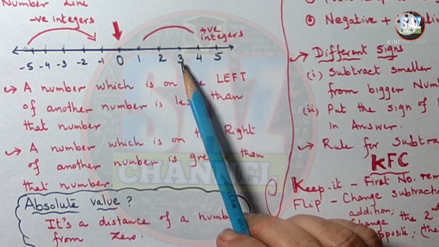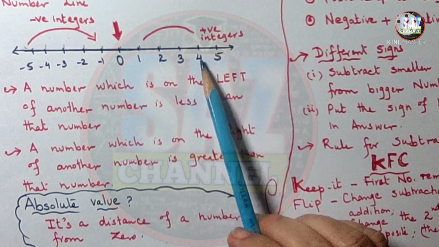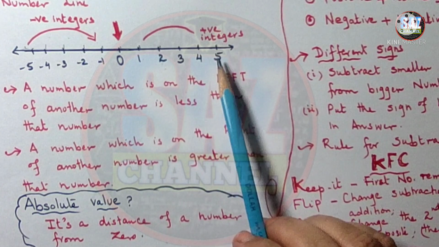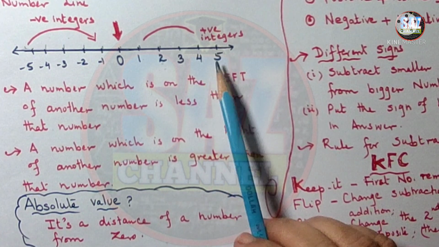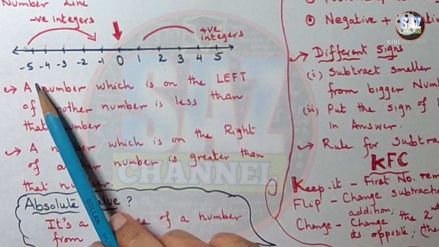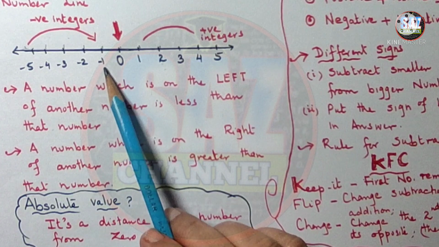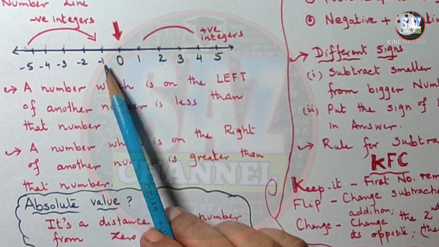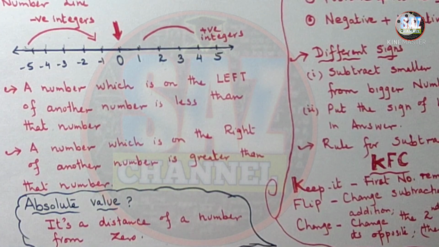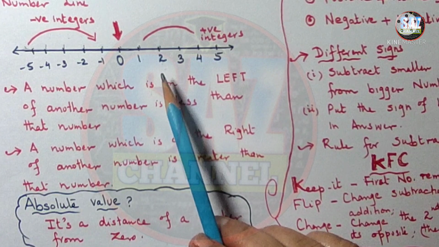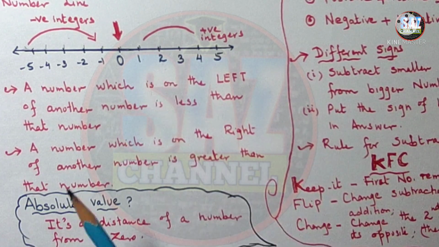Like if we look at 3 and 4, 4 is towards the right hand side of 3, so that's why 4 is bigger than 3, and 5 is towards the right of 4, that's why 5 is bigger than 4. If we look at 0 and the negative numbers, we can see that 0 is towards the right of minus 1, so 0 is greater than minus 1. So I hope, students, you are really clear, and you will keep this in your mind. When any number is towards the right side of another number, that will be greater than that number.